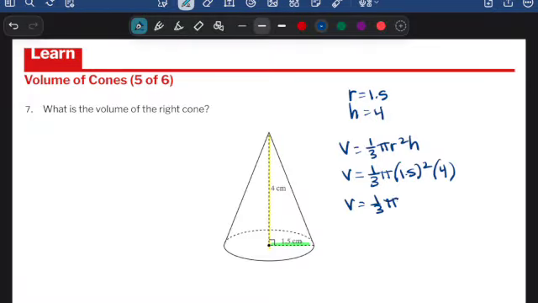1/3 pi, 1.5 squared times 4 is 9. And 9 times 1/3 is 3. So our volume of the cone would be 3 pi centimeters cubed.